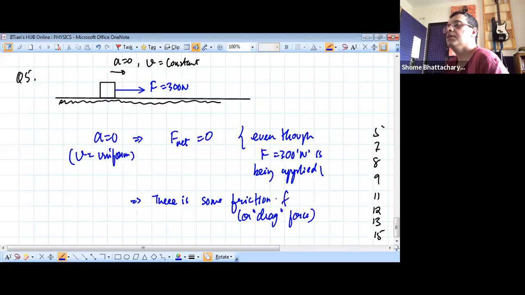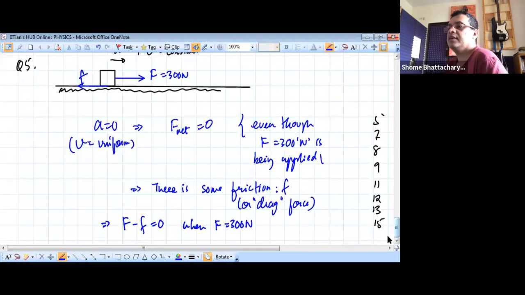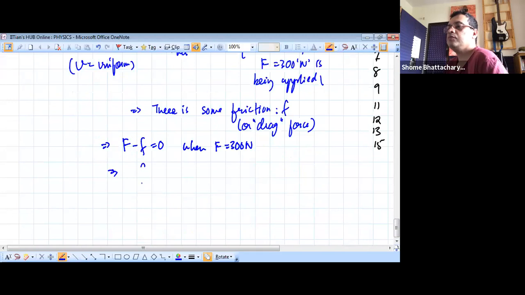Let's say that is denoted by the symbol small f, which is usually the symbol we use for friction. So that is acting backwards like this. Okay. So now you see the net force is zero, which means in this particular case, capital F minus friction is zero when F is 300 newtons. So that means that the amount of friction that is acting on the body, or the drag force, has a magnitude of 300 newtons. This is your so-called drag force or friction.